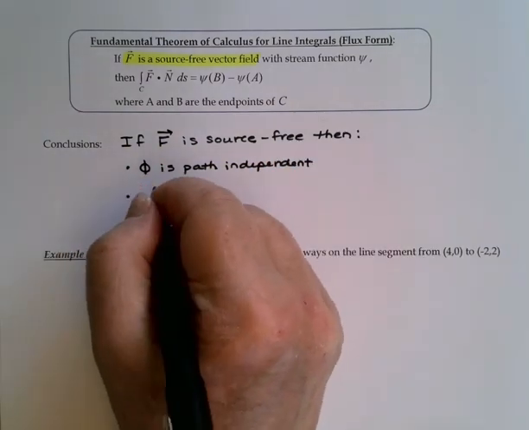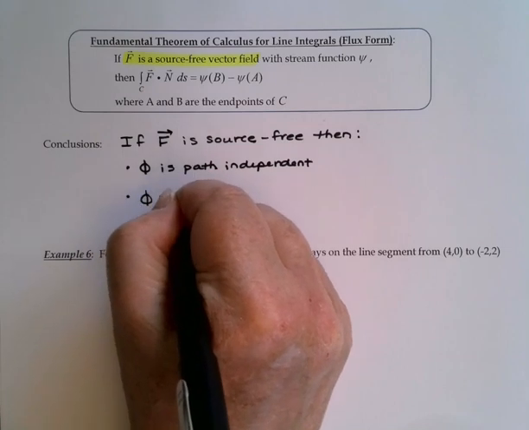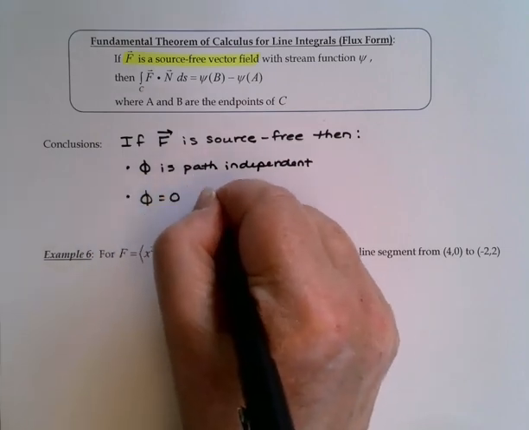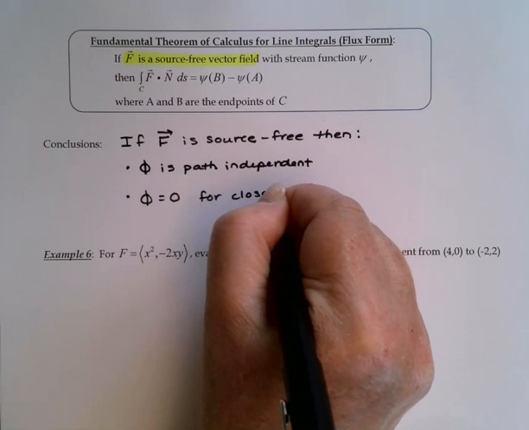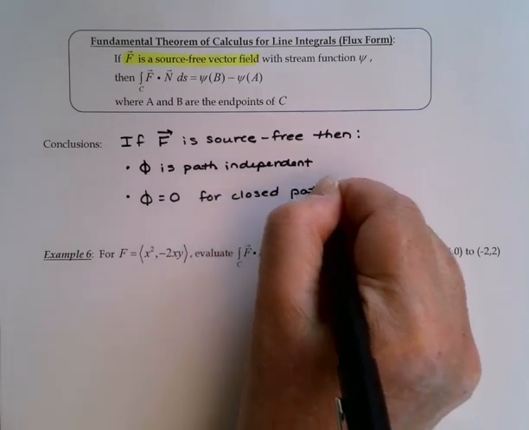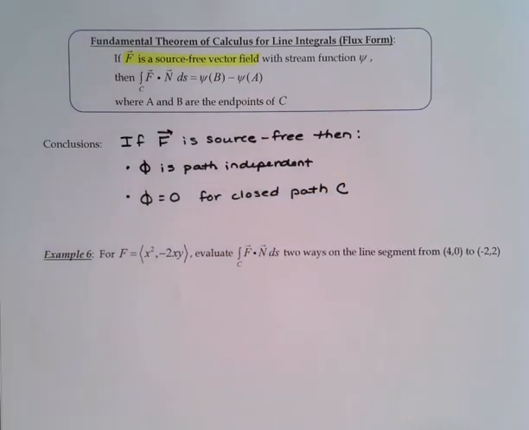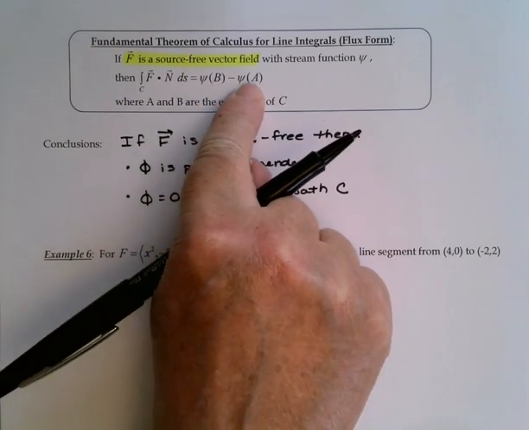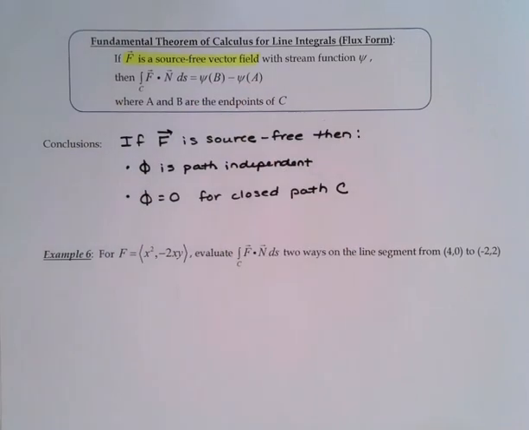And secondly, the flux is equal to 0 for any closed path C. Again, the idea is that on a closed path, B and A are the same, so the right-hand side of that equation just becomes 0.